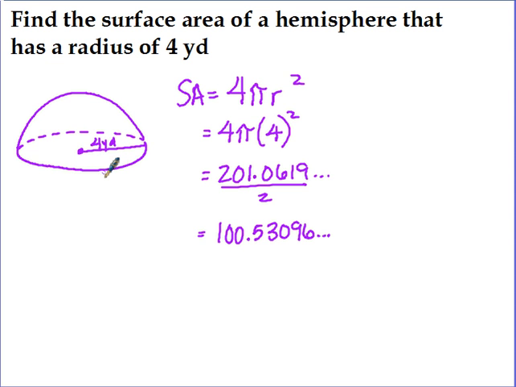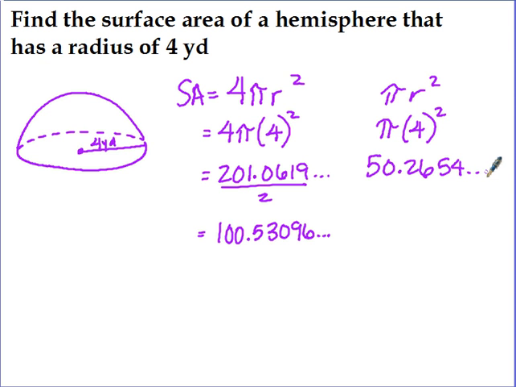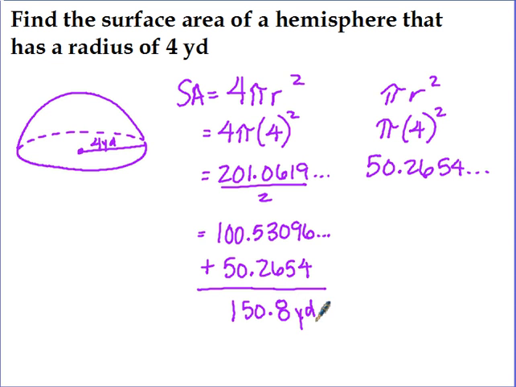So I do have to just do a plain old circle, which is 50.2654, and I'm going to add that to this. And that gives me 150.8 square yards. So for a sphere, all you have to do is plug into the formula.